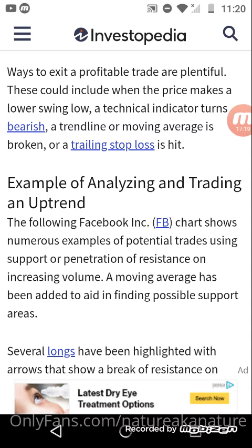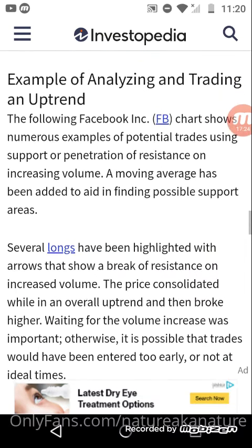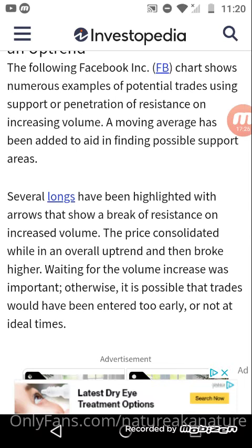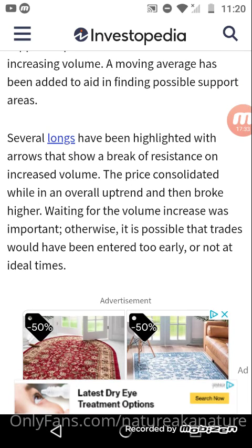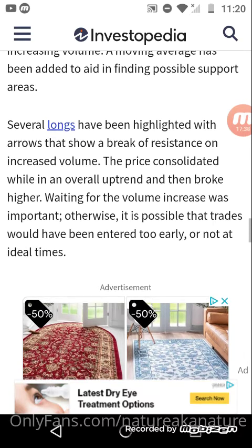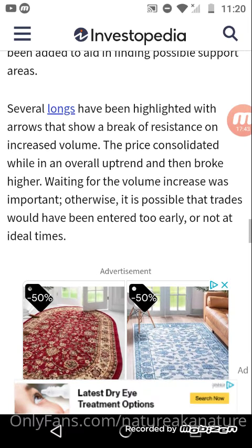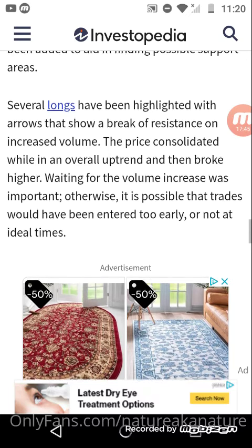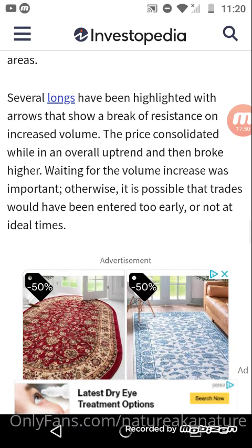So, an example of analyzing and trading an uptrend. The following Facebook chart shows numerous examples of potential trades using support and penetration of resistance on increasing volume, with the moving average added to aid in finding the final possible support area. Several longs have been highlighted with arrows that show a break of resistance and an increase in volume. The price consolidated within an overall uptrend and broke higher. So it's still an uptrend overall.